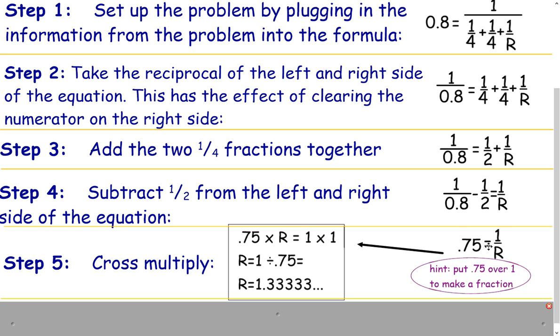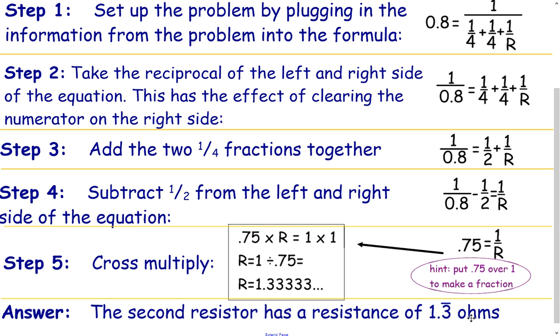Now it looks like 0.75 equals 1/R, and this will confuse people sometimes, because how do you get the R? You really can just flip these two, switch the R and the 0.75, but here's why. You can put the 0.75 over 1 to make it a fraction, and then you're cross multiplying, so you get 0.75 times R equals 1 times 1, and then divide both sides by 0.75, so basically it's 1 divided by 0.75, which is what you'd get when you flip the sides. That gives you an R of 1.3 repeating, or a resistance of 1.3 ohms. And that is the same as 4/3 as a fraction.